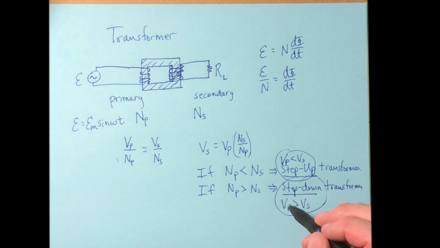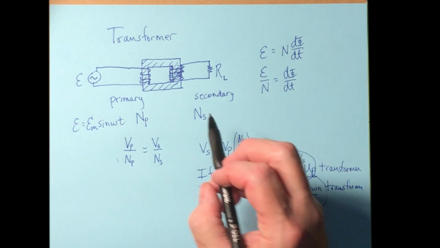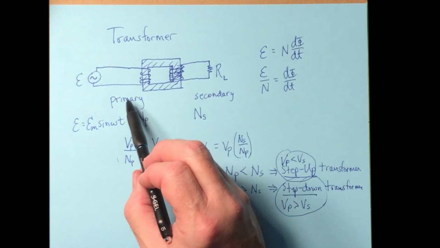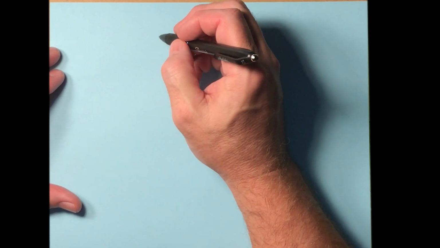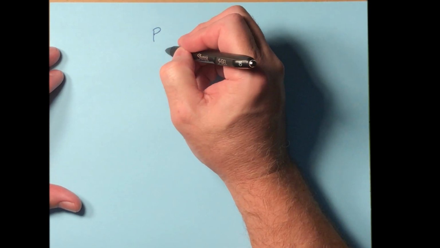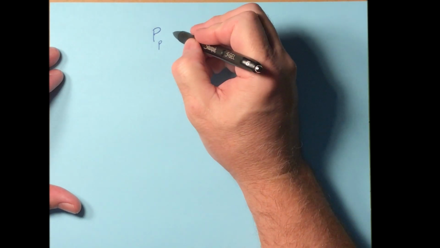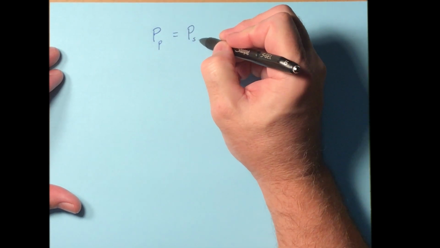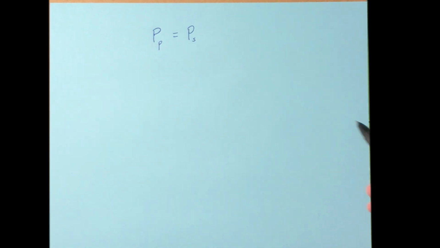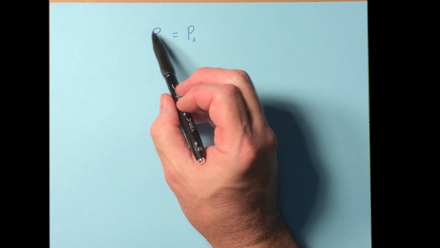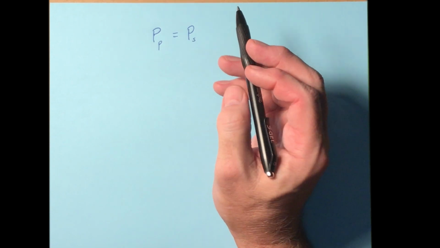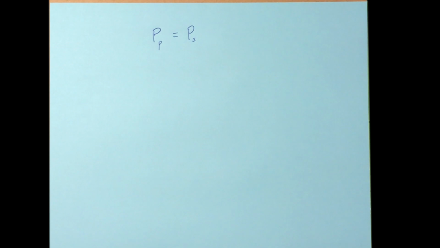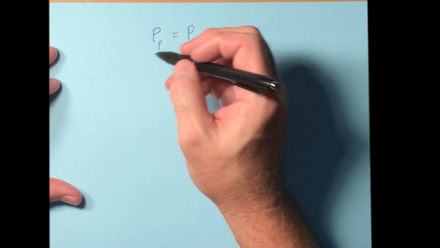Now, this leads to some interesting things because it certainly, as you can see, affects the voltage on either side here, but naturally it also affects the current. And it affects the current this way. Based upon conservation of energy, the power on the primary side has to equal the power on the secondary side. That's just a conservation of energy statement. The rate at which energy is supplied or used on the primary side is equal to the rate at which energy is supplied or used on the secondary side. So that's just a restatement of conservation of energy.